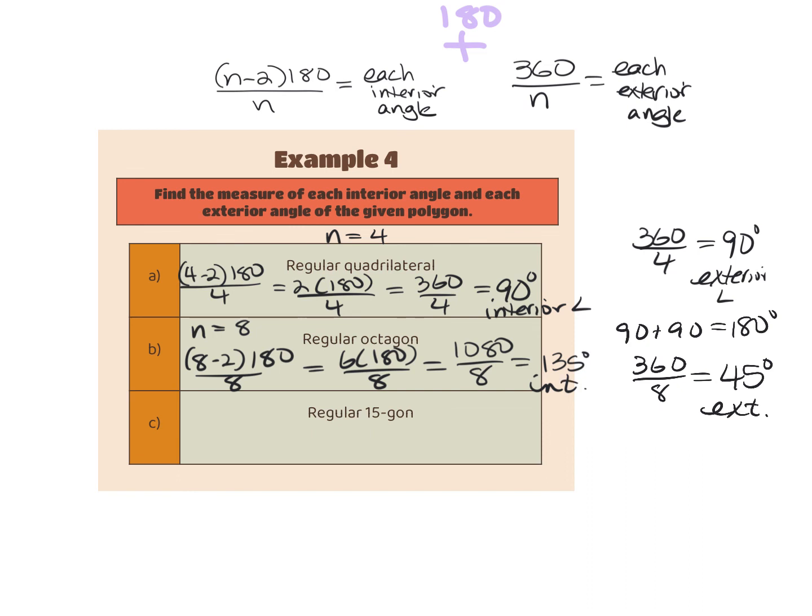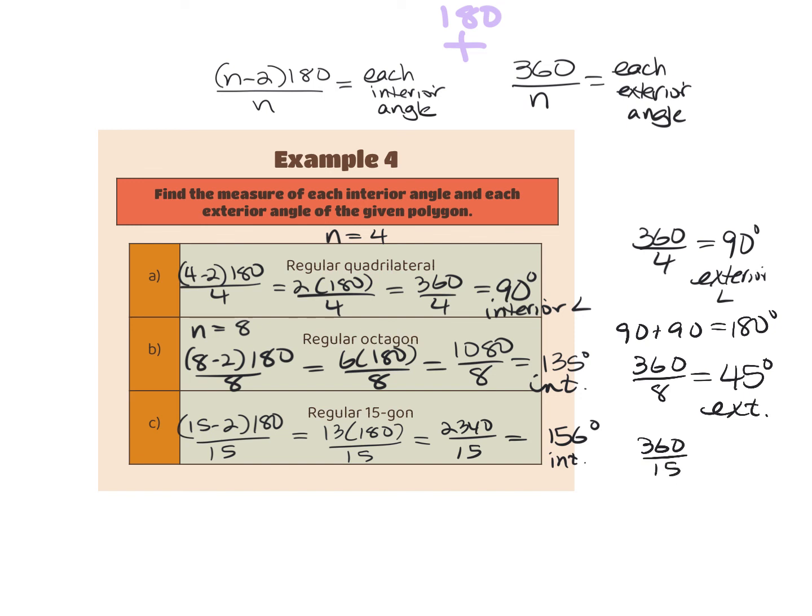And now for the last example, 15 minus 2 times 180 divided by 15. 15 minus 2 is 13 times 180 divided by 15. And then here we're going to go ahead and get 2,340 divided by 15. And the interior angles will measure 156. And then 360 divided by 15 to get the exterior. And that'll be 24 degrees.